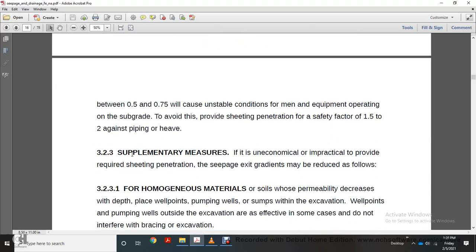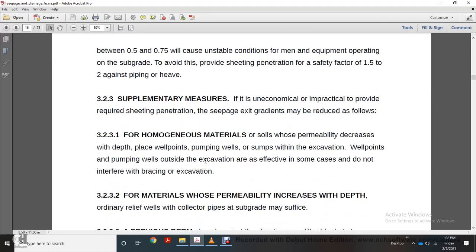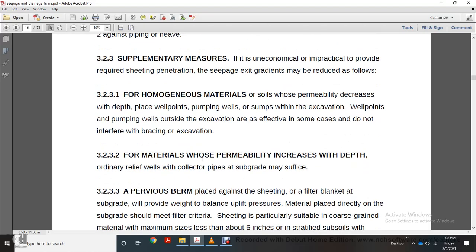Supplementary measures are uneconomical or impractical. Required sheeting penetration for seepage, for the existence of the gradients, may be reduced as follows for homogeneous materials or soils where permeability decreases with depth: wells, well points, pumping wells and sumps. Well points and pumping wells within the excavation, and wells outside of the excavation, are effective in some cases but do not interfere with the bracing and excavation.